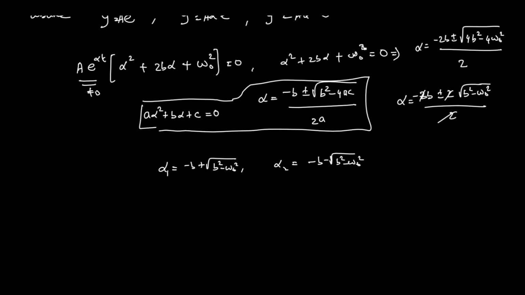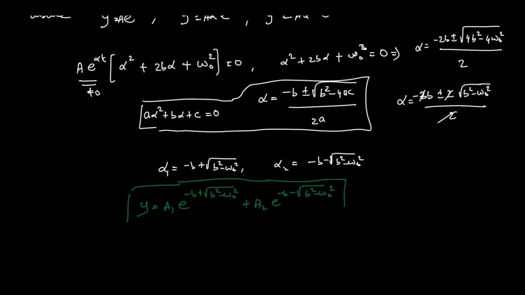So I can rewrite my solution y as equal to a1 e power alpha 1 t, and in terms of alpha 1 I can write minus b plus root of b square minus omega naught square, plus a2 e power minus b minus root of b square minus omega naught square. So this is my particular solution for this differential equation.